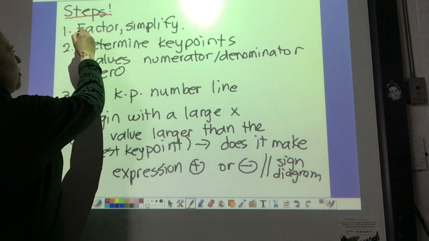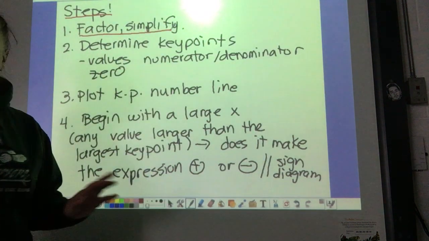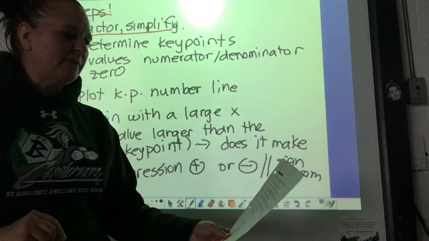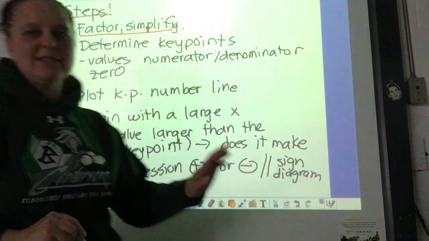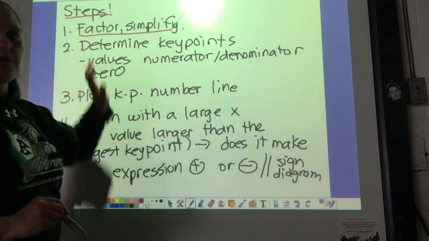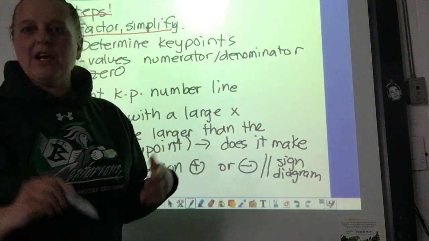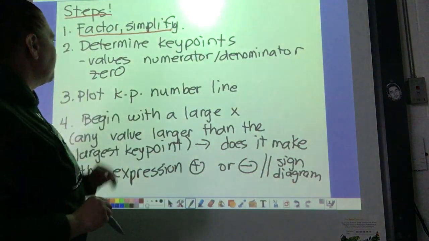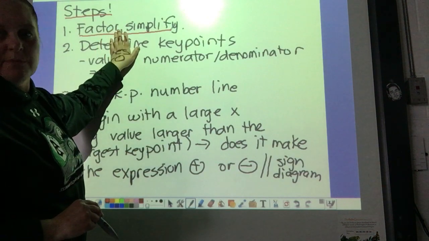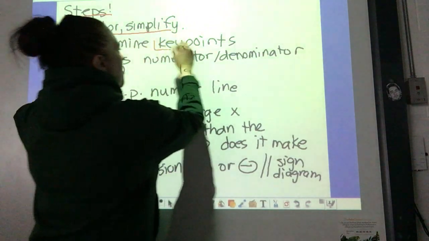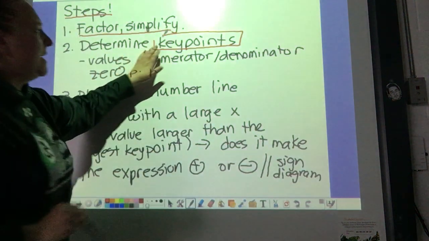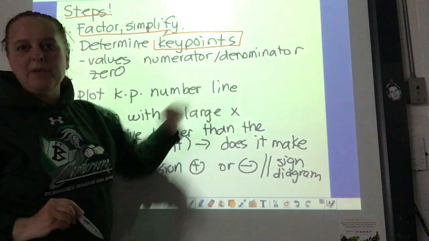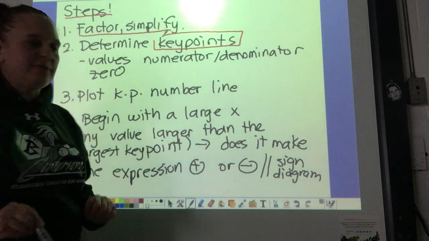So step number one, we're going to factor or simplify. The language I had in your notes is express the expression as a series of linear and irreducible quadratics. That's a fancy term for just saying factor. So if it's already factored, you're good to go. But if not, you have to look first, can you factor, simplify your expression or equation first? Then once it's in factored or simplified form, then you're going to look for key points. Now what are key points? Key points are going to be any values that make your numerator and or your denominator equal to 0. So that should be pretty easy for us to do right now.